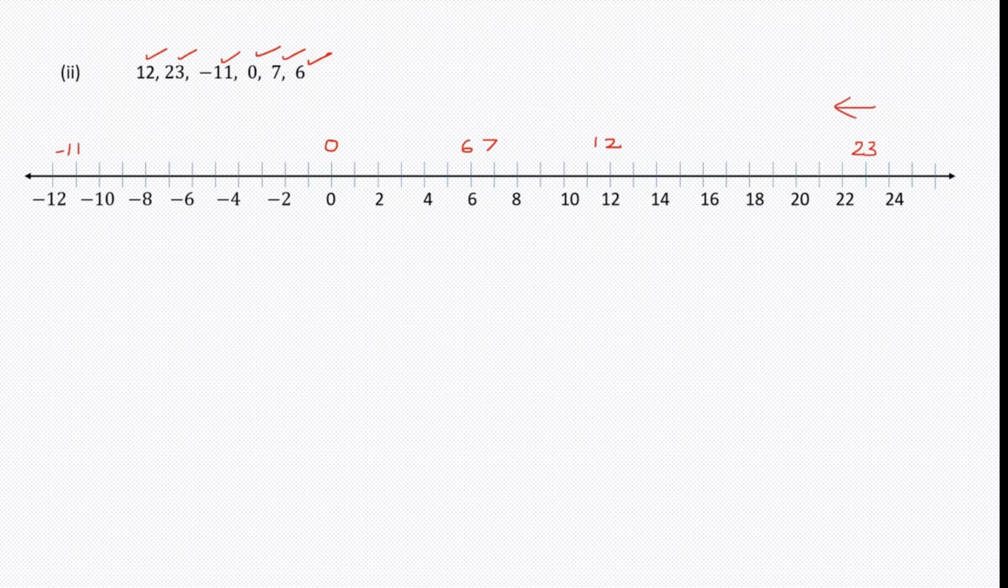Okay, descending order means we move this way. So let's start. 23 is greater than 12, is greater than 7, greater than 6, greater than 0, and greater than minus 11. Question 10. For each of the statements given below, state whether it is true or false.